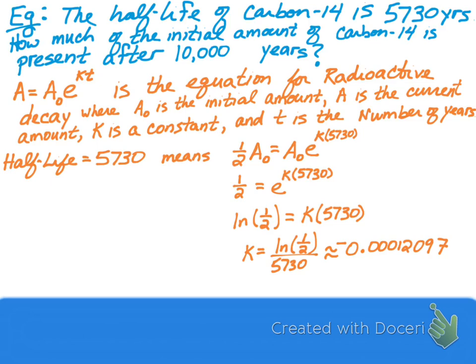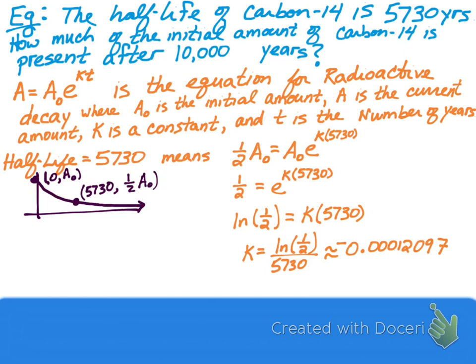Notice that this is a negative number, which means that the graph of my radioactive decay is going to be decreasing from left to right. So here is a graph of the amount of carbon-14 in the object in terms of A sub 0. We weren't told exactly how much carbon-14 we had to start with. So the y-intercept is the point (0, A sub 0). And we also know the point (5,730, a half A sub 0). And we were able to solve for k.